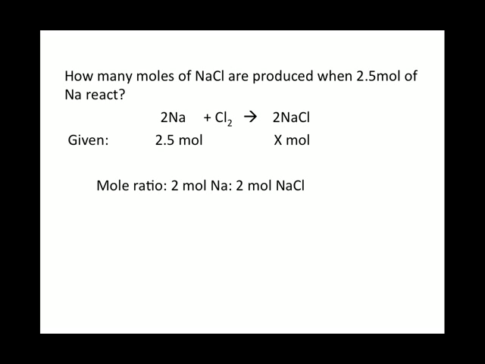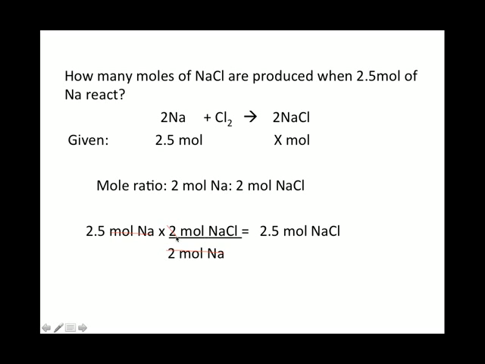So let's see how we'd set this up then. So I'm going to start off with my given information, which is the 2.5 moles of sodium. And here's my conversion factor now. So you can see everything is going to cancel. The 2 moles of sodium, that'll cancel out. We'll get that mole of sodium gone there. I cancel this 2 with that 2. And then when I do the math, I get 2.5 moles of sodium chloride. So the ratio is 2 to 2, which is the same as 1 to 1. And you notice 2.5 to 2.5.